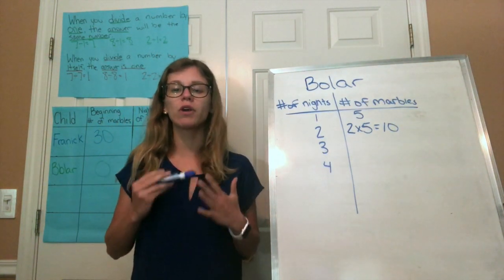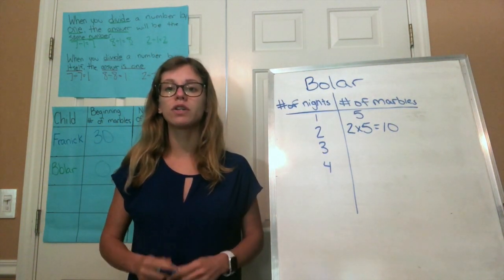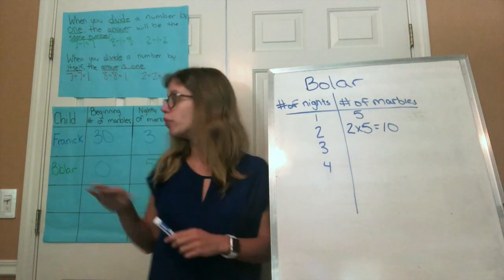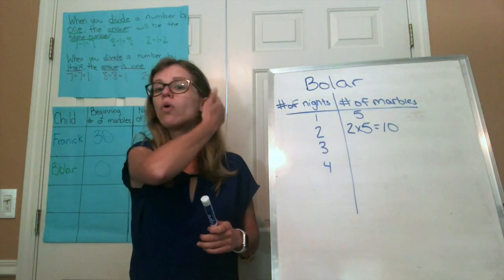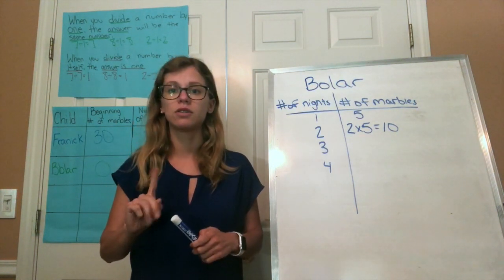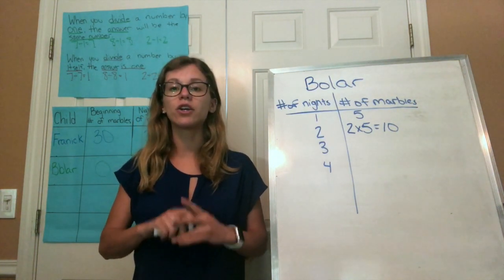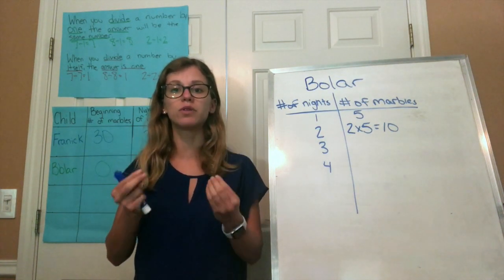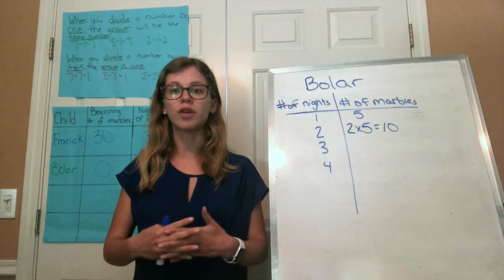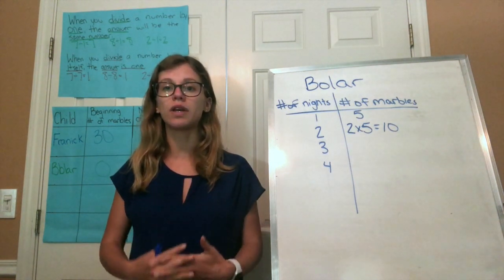So for your have to today, you're going to choose either Bolar or Franek. It's your choice. You would only have to do 1 page of your have to. And you're going to tell me, by making a table or any sort of representation that makes the most sense to you, how many marbles they are going to have after 20 nights?